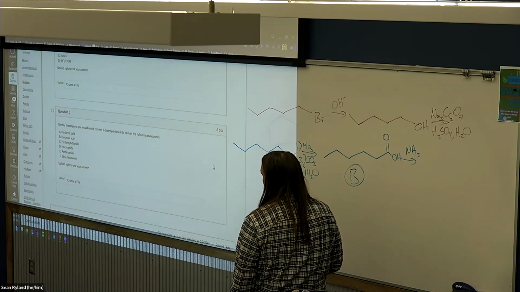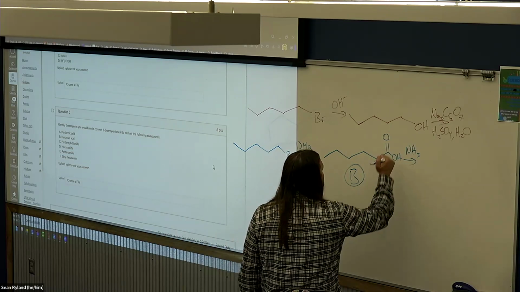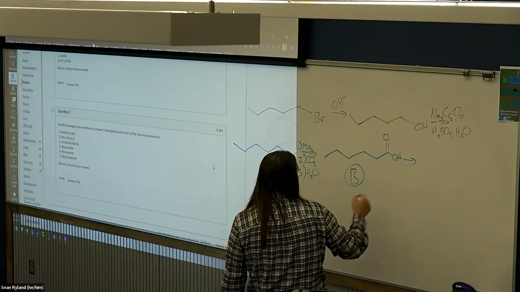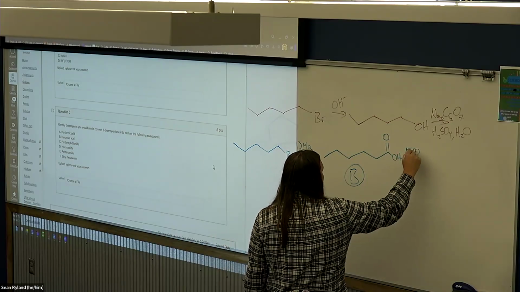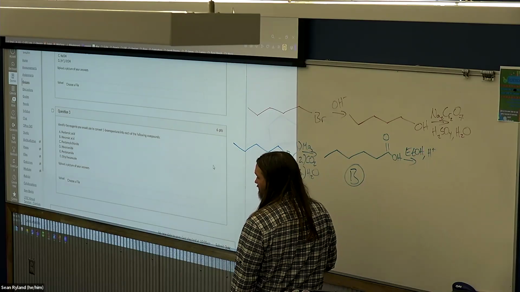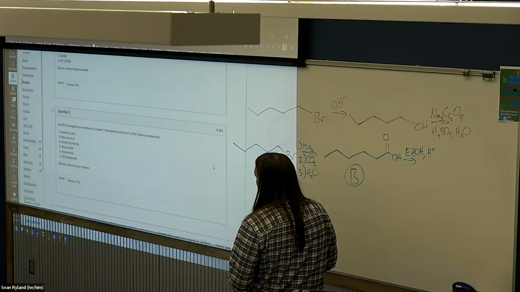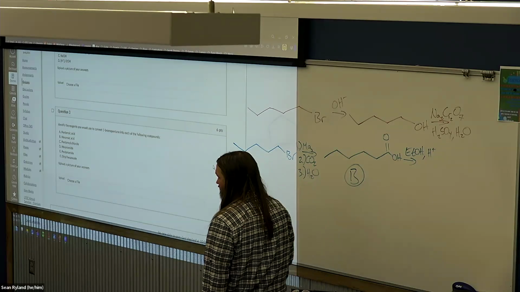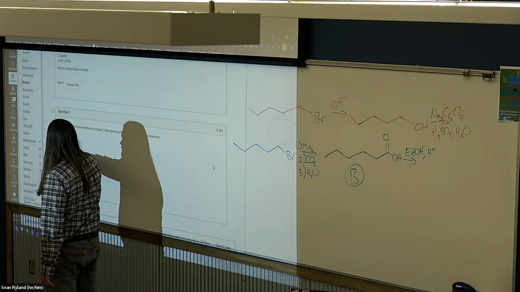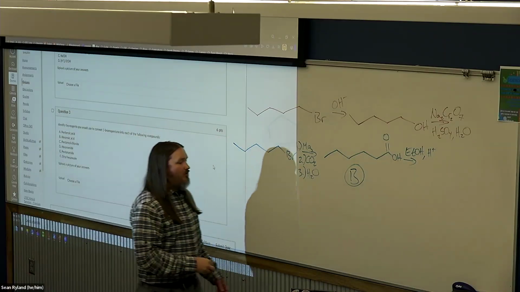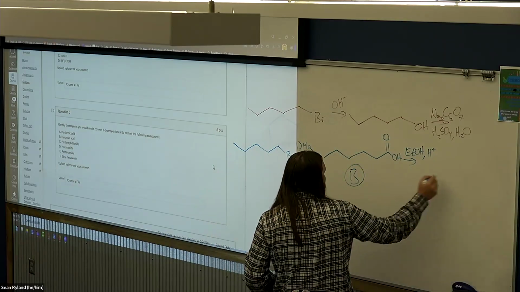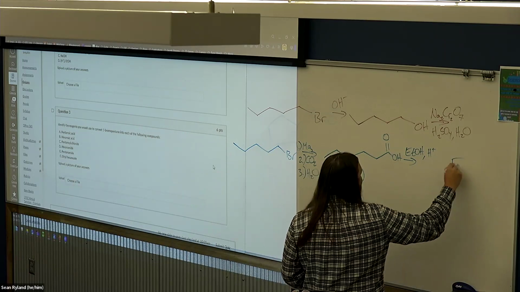which is D. Or if we're trying to make ethyl hexanoate, we just need ethanol in H plus. And that would give us that. So D would be just adding ammonia, NH3. That gets us F.